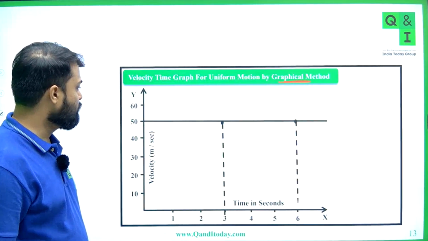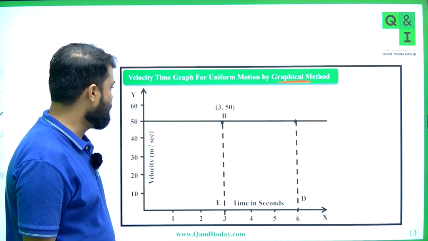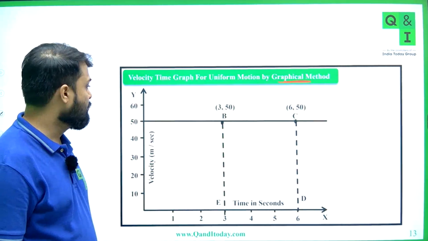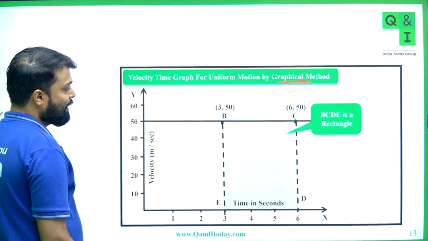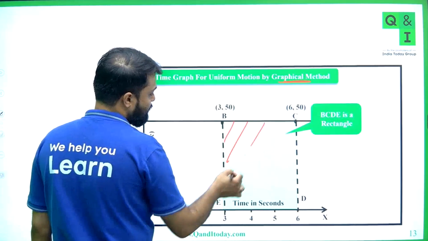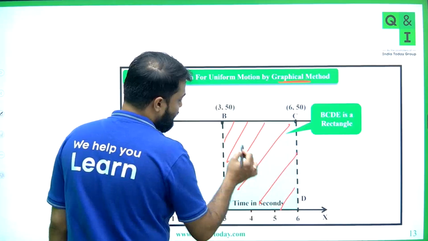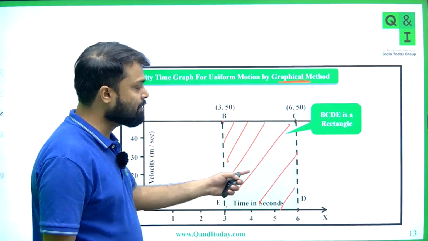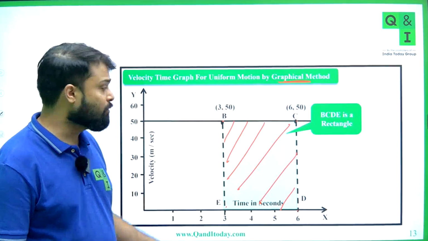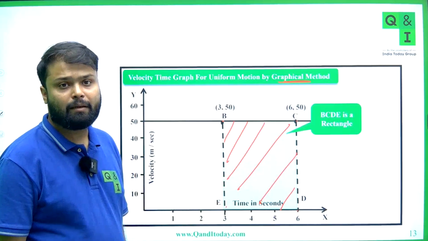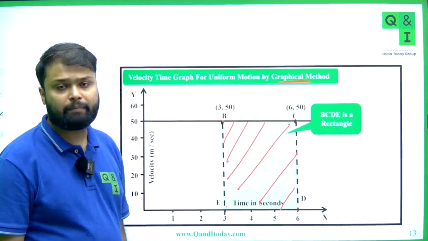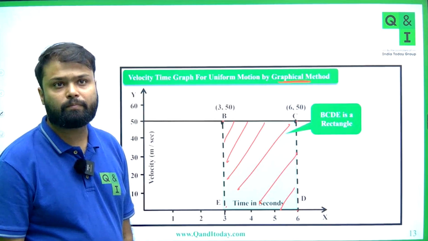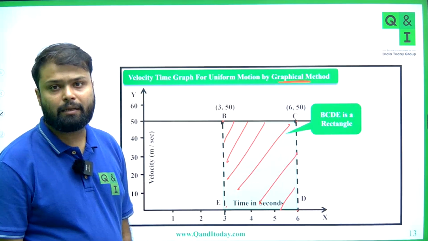We know that the coordinates are B at 3, 50 and C at 6, 50. Again, if we calculate the area of B, C, D and E, B, C, D and E is a rectangle. What is the area of this rectangle? Tell me. What is the area of a rectangle? Length into breadth, yes or no? The area of the rectangle is length into breadth.